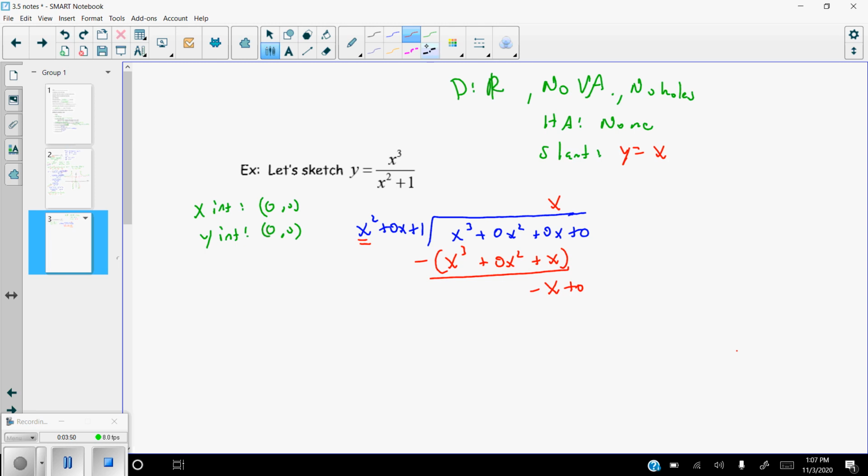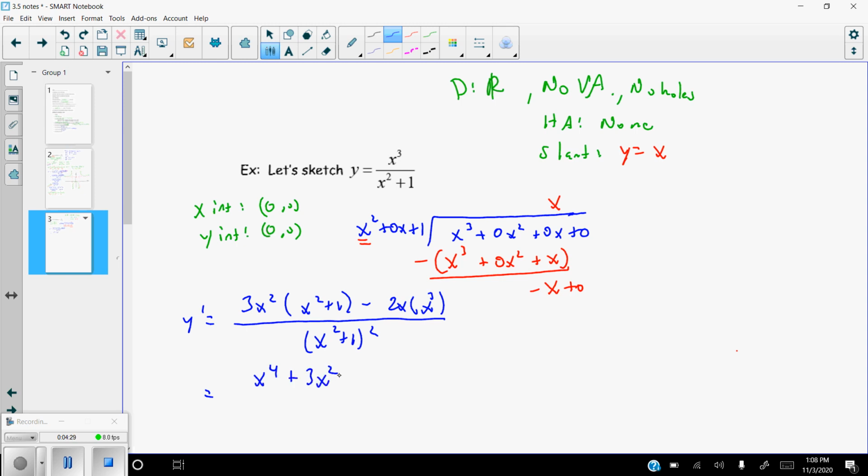Now let's find derivatives. Let's go with blue on this one. So y prime is going to be, let's see, the derivative of the top, 3x squared times the bottom, x squared plus 1, minus the derivative of the bottom, 2x times the top, x cubed, all over x squared plus 1 squared. Let's simplify. So on the top, I'm going to get a 3x to the 4th minus a 2x to the 4th. So I'm going to have an x to the 4th plus a 3x squared after distribution. Pretty sure that that's right.